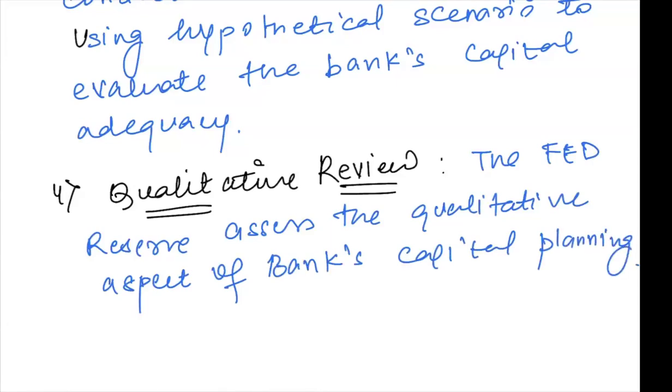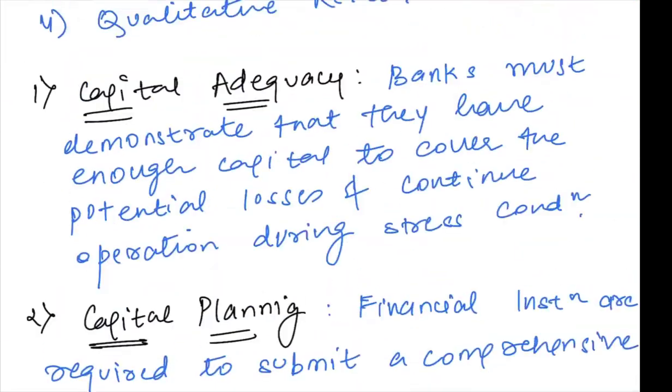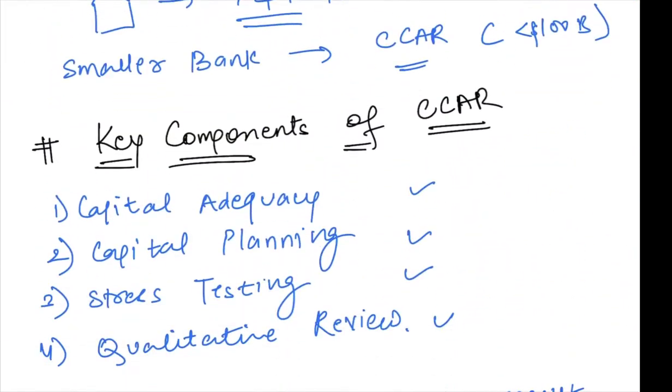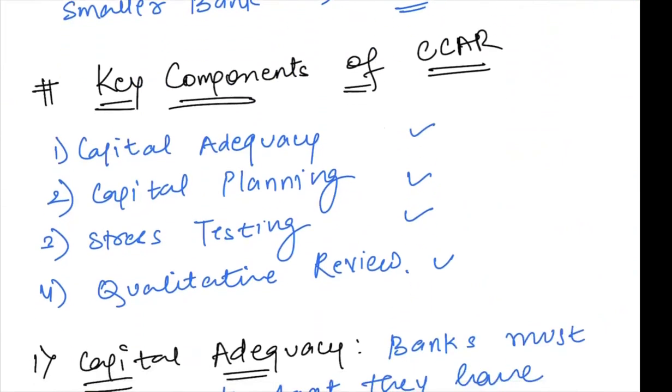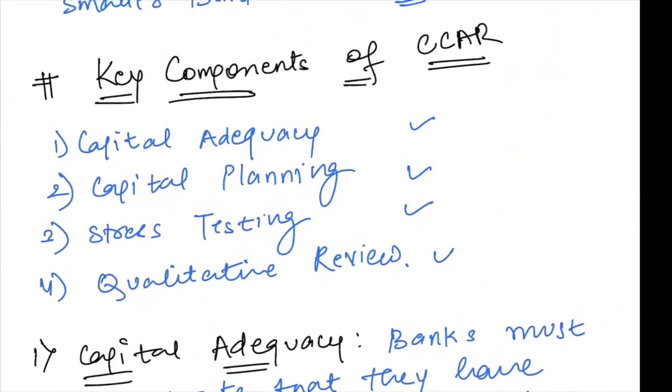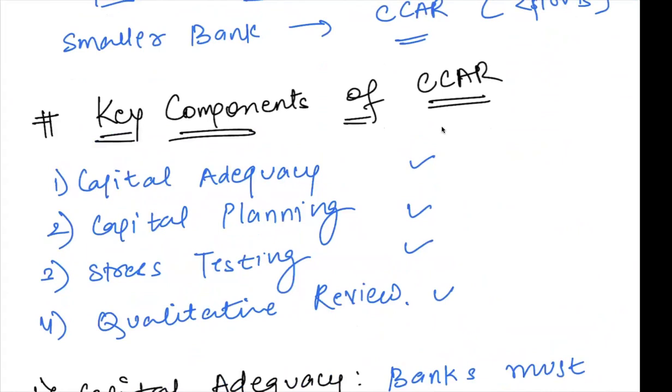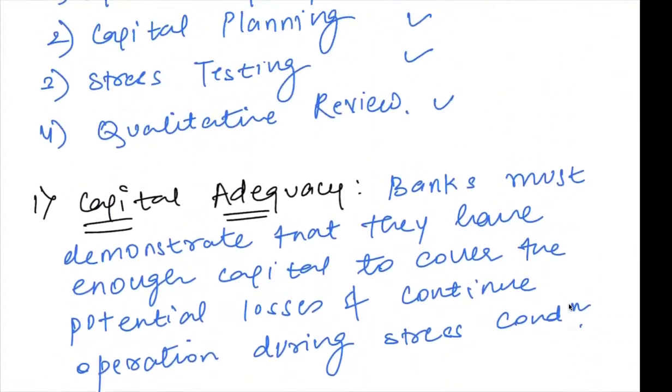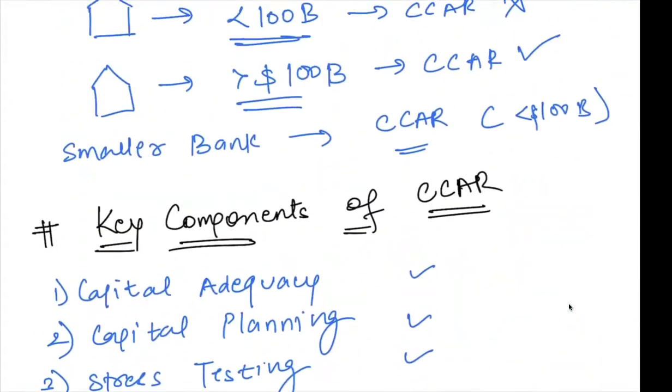Up till now, any doubts, guys? So there are four components: capital adequacy, capital planning, stress testing, and qualitative review. Any doubts up till now? I have one doubt. Sure, Shivani, go ahead. Could you please repeat the concept of stress testing?